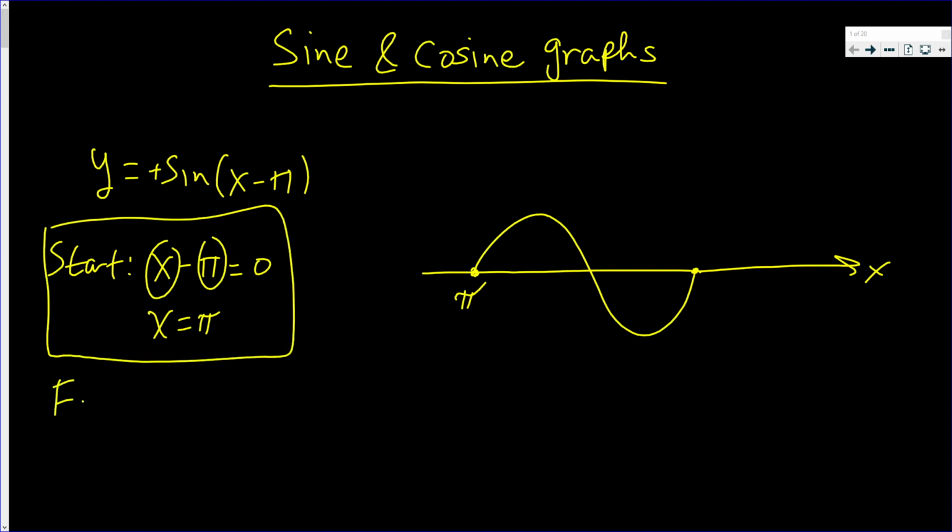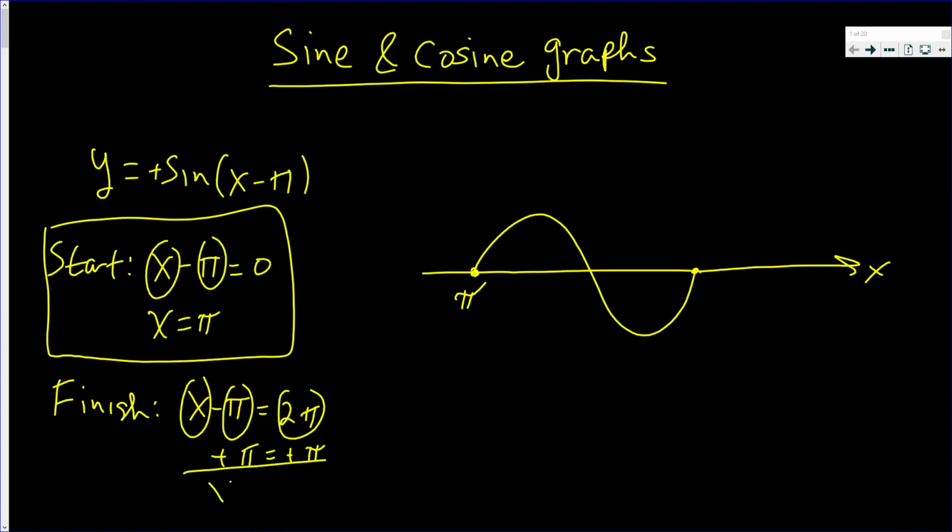Where does it finish? Sine and cosine graphs finish where the angle is 2 pi. Well, how many pi's should you have? So if you take away a pi, you have 2 pi's. The answer, in my opinion, is pretty clear. It's when you start off with 3 pi. So this is 3 pi.